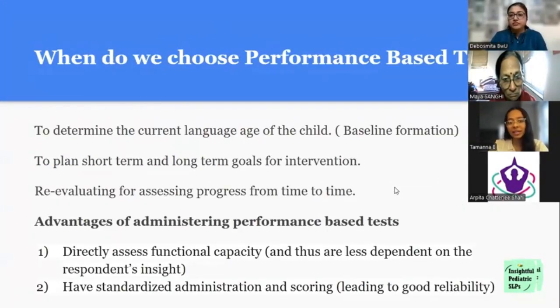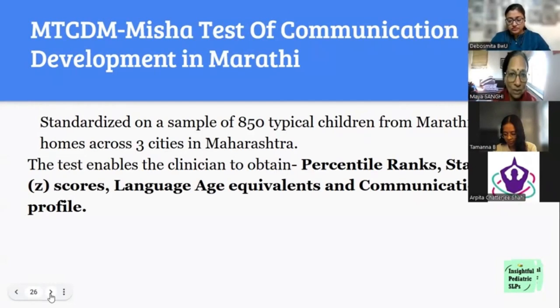So why do we choose performance-based tests? When we want to determine the current language age of the child, when we want to plan either short-term or long-term intervention, when we want to reevaluate how much progress the child has made in therapy, or when we want to directly assess the functional capacity of the child. This is a very good standardized administration, and it also gives us a score, which again gives us good reliability. Now you know which particular area to work on as a goal for the child. So that is another advantage of this test.